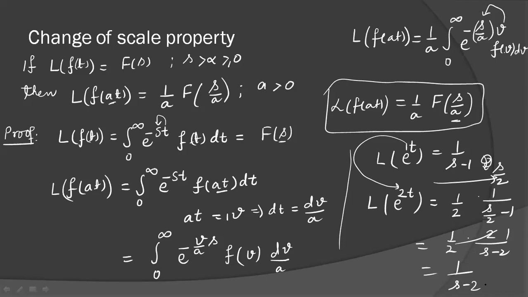But this property is useful for difficult functions. Suppose you have the Laplace transformation of greatest integer t and you want the Laplace transformation of greatest integer 5t or 7t, then this property will be very helpful. So we will see later in this lecture what is the use of this property.